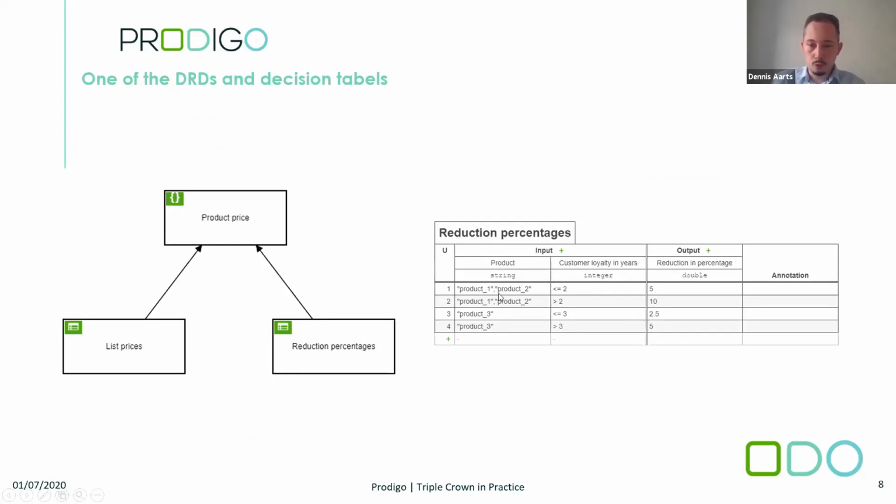So for product 1 and 2, if the customer loyalty in years is smaller or equal than 2, then the percentage is 5%, etc. for the rest of the table. So I don't have to explain this in further depth.